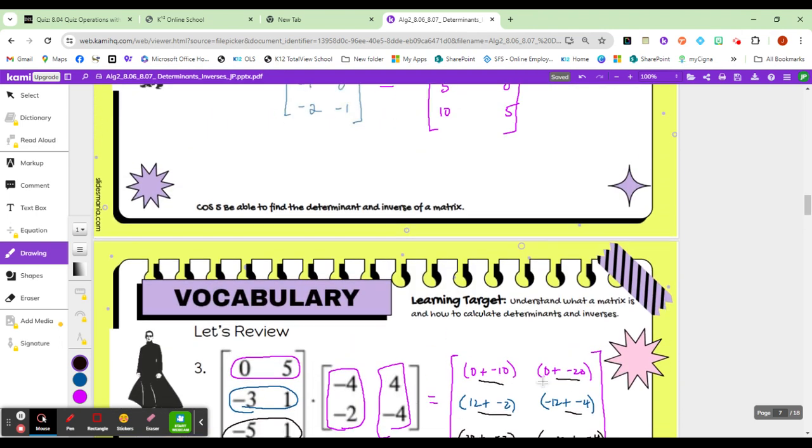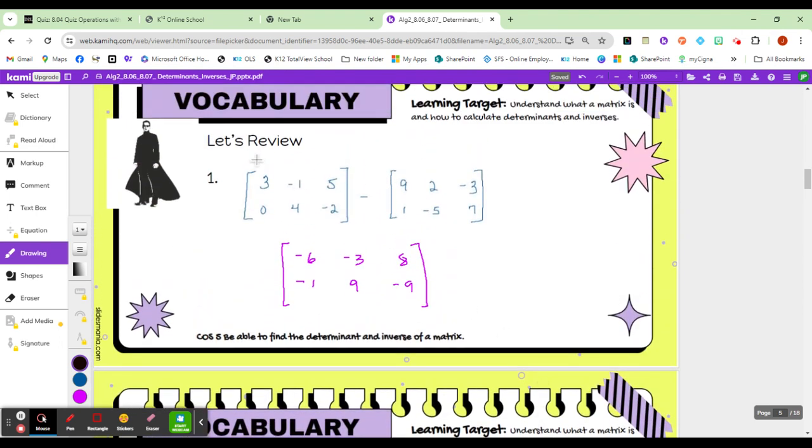So let's kind of backtrack here. We added and subtracted. Probably one of the easiest things to do. Remember, when you're adding or subtracting, this one is subtraction, your dimensions have to be exactly the same. And then you just subtract the numbers that are in the same location in the matrix.